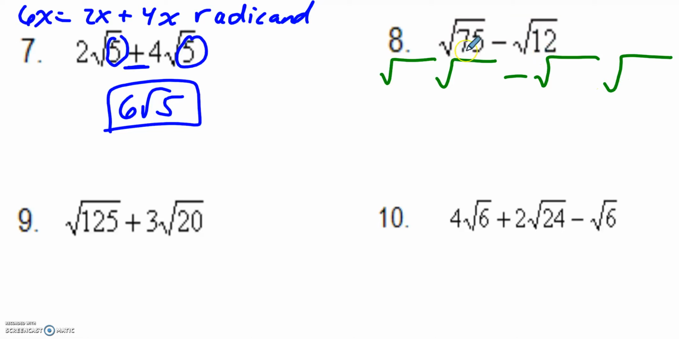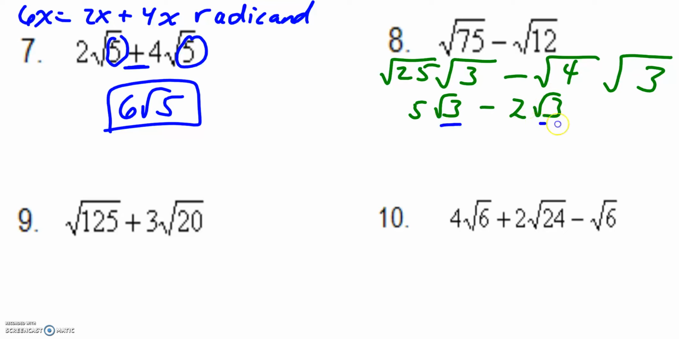If I think about my perfect squares, 1, 4, 9, 16, 25, 25 times 3 is 75. And if I think about my multiples of 12, 4 times 3 is 12. So if I reduce this, this is a perfect square. So we get 5 root 3 minus 2 root 3. And now that my radicands are the same, I have 5 root 3's minus 2 of them. So I have 3 root 3's in the end.